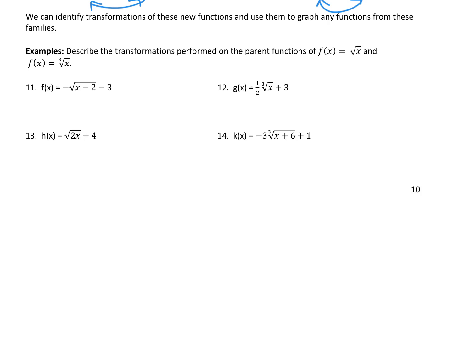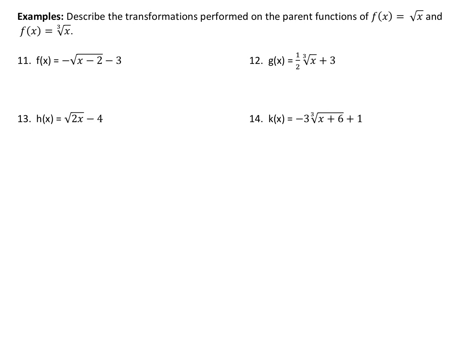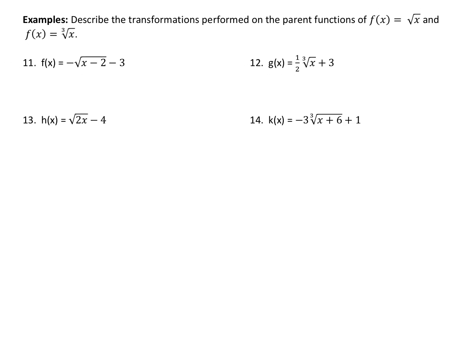These ones. Describe the transformations performed on the parent functions of the square root of x and the cube root of x. We're literally just going to list them out as bullet points as we've done before. Looking at number 11, there are 3 things happening, but I might list them out as 2 bullets. What about the negative out in front? What does that do?